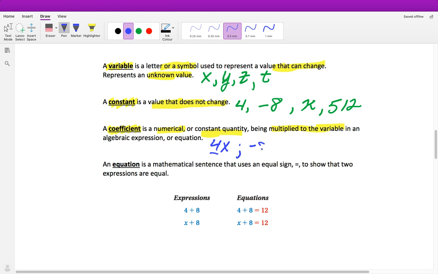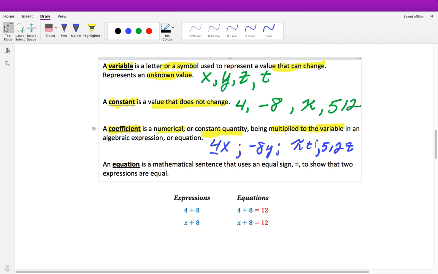If I wrote it as -8 times y, well, this -8 is now our coefficient. If I wrote it as pi times t, well, pi will be our coefficient. And 512 times z, 512 will be our coefficient. So once we take those numbers and we start multiplying them to a variable, they no longer are called constants, but they're called coefficients.